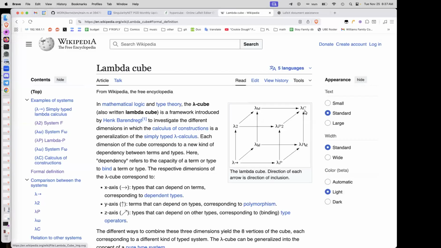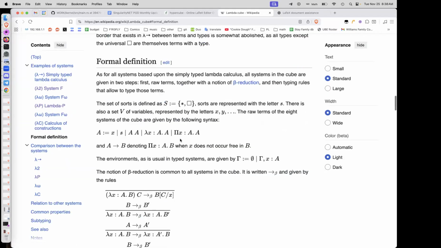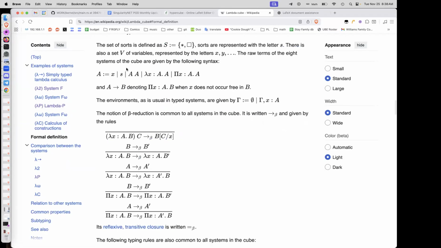The proof assistant Rocq, used to be Coq, named for Coquand. Formal definition here. If you look at this, you see the standard constructors of untyped lambda calculus, which is the variable, application, and abstraction, plus this S thing, which is two sorts, star and box.